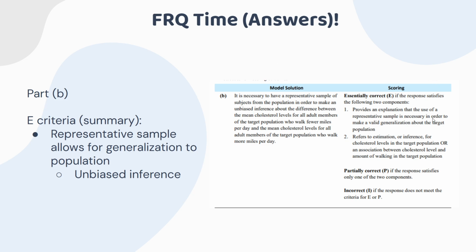Provide an explanation that the use of a representative sample allows valid generalization about the target population, which refers to estimation or inference about levels in the target population, or an association between variables. So what is an unbiased inference? There are two types, like I said earlier. Number one, when you do a random sample, you can generalize to the population. The other unbiased inference is that when you do randomized assignment, you can infer causation. So here, it is inference for cholesterol levels in the target population, or an association between cholesterol levels and amount of walking in the target population.